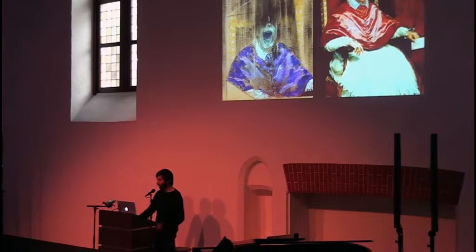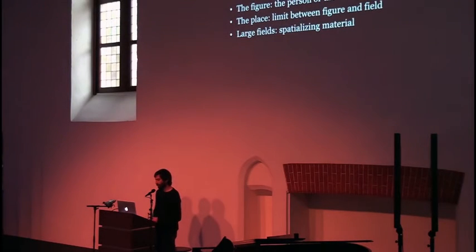I will describe the pictorial elements of Bacon's painting. The basic pictorial elements are the figure, which is the person, or the fact. The fact is a term that Bacon uses very much to describe the point of meaning of the painting, something that can have a specific emotion, a clear definition. In this painting, it is the body and the mouth that has the intensity of the painting. Then the place, that is the contour, the surrounding of the figure, and then there is a large field that is a spatializing material. So I will show the painting.